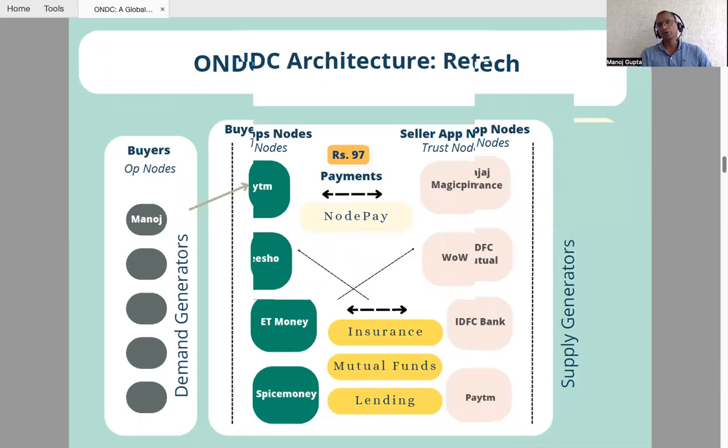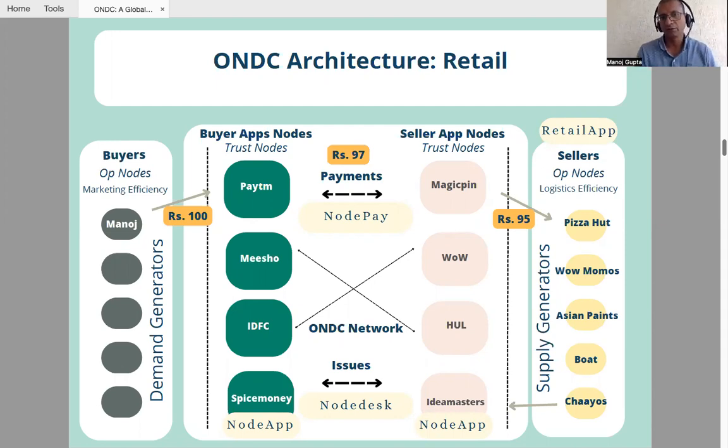So what I showed you was primarily a retail network, where you see Magic Pin, HUL, Paytm, Meesho, and you may see Future, Flipkart, or Amazon also here. So primarily it's a retail network that we are talking about. ONDC is not just about retail. It has a separate network for logistics, a separate network for fintech, and a separate network for mobility, right? So there are multiple networks which are getting built.